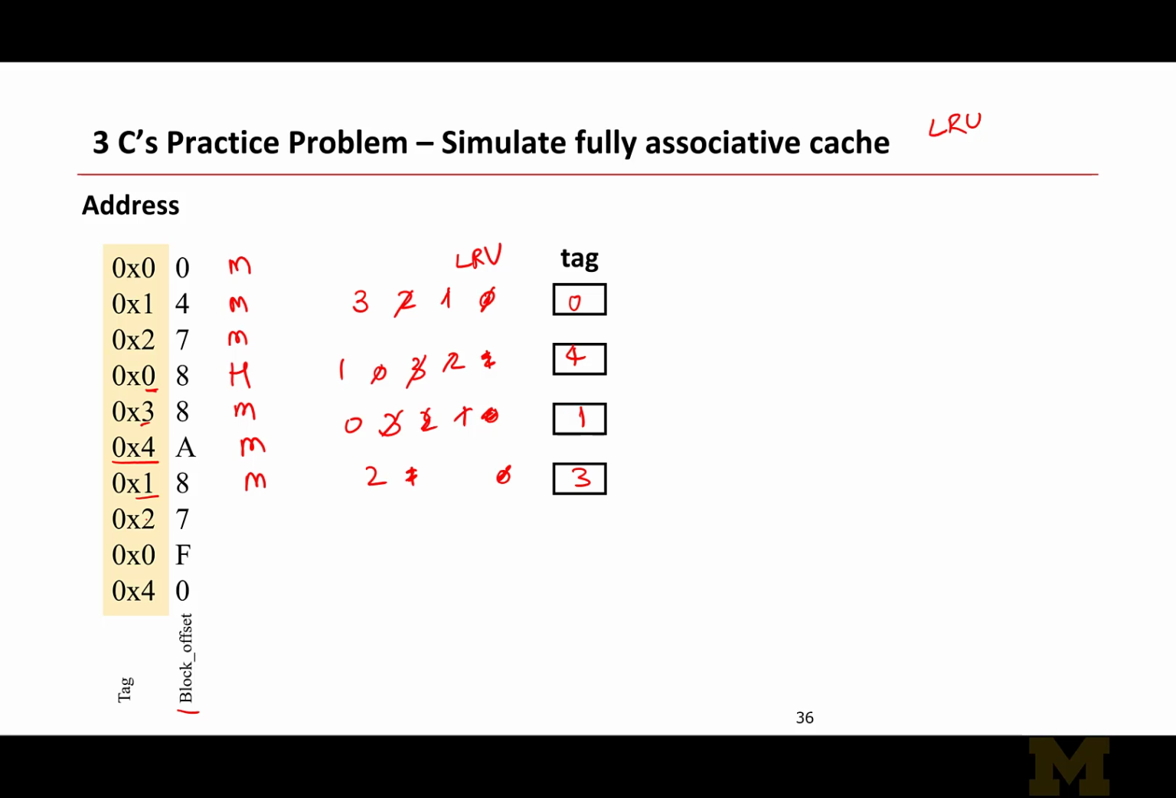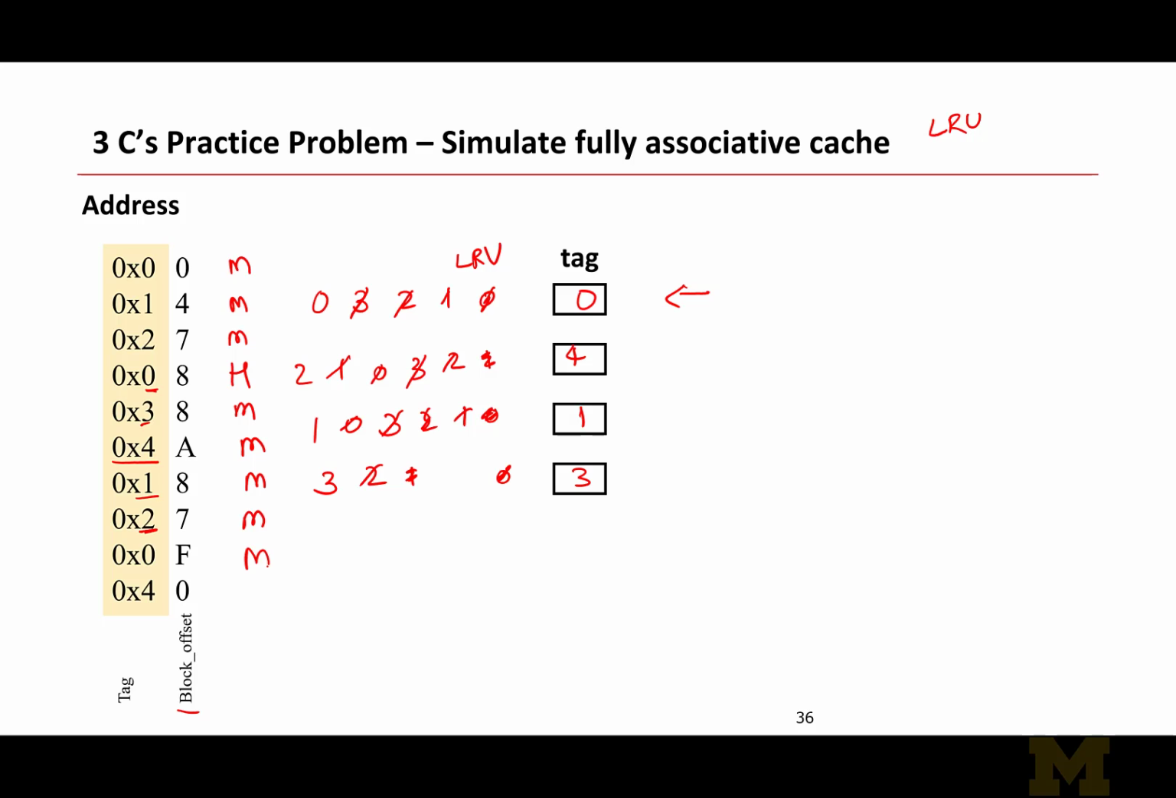Okay, now I have address tag 2. We just kicked it out, so therefore it is again going to be a miss. So I need to find a victim. The victim is going to be the least recently used, which turns out to be this block over here. So I replace this one with address 0, and the rank is going to be 0. Increment everyone else's rank by 1. So this is also going to be a miss.